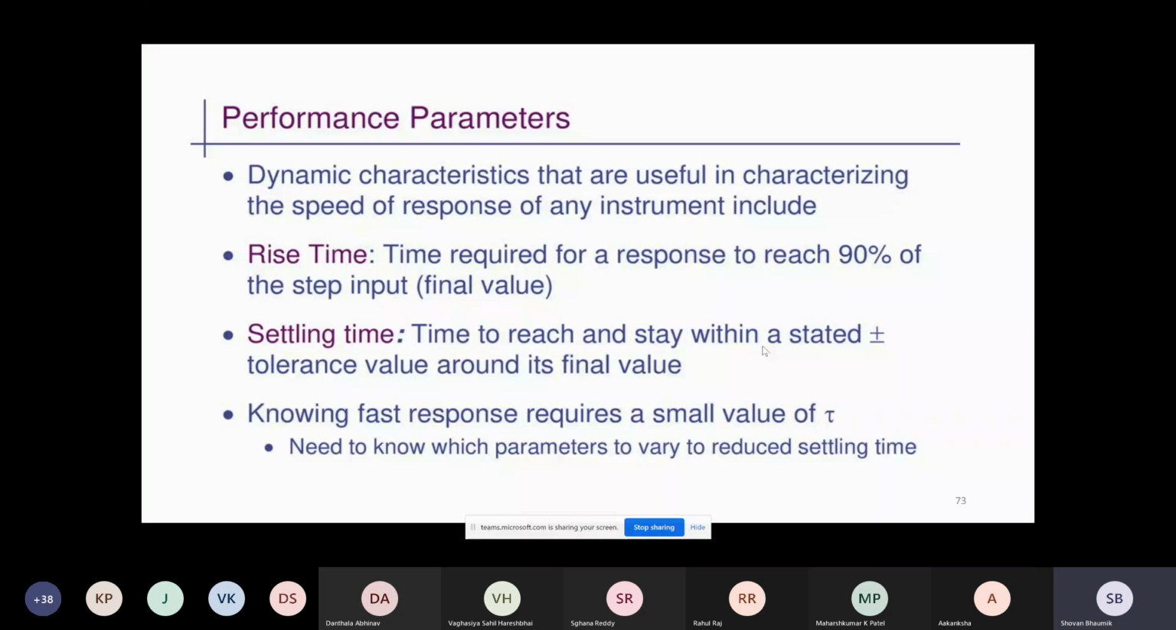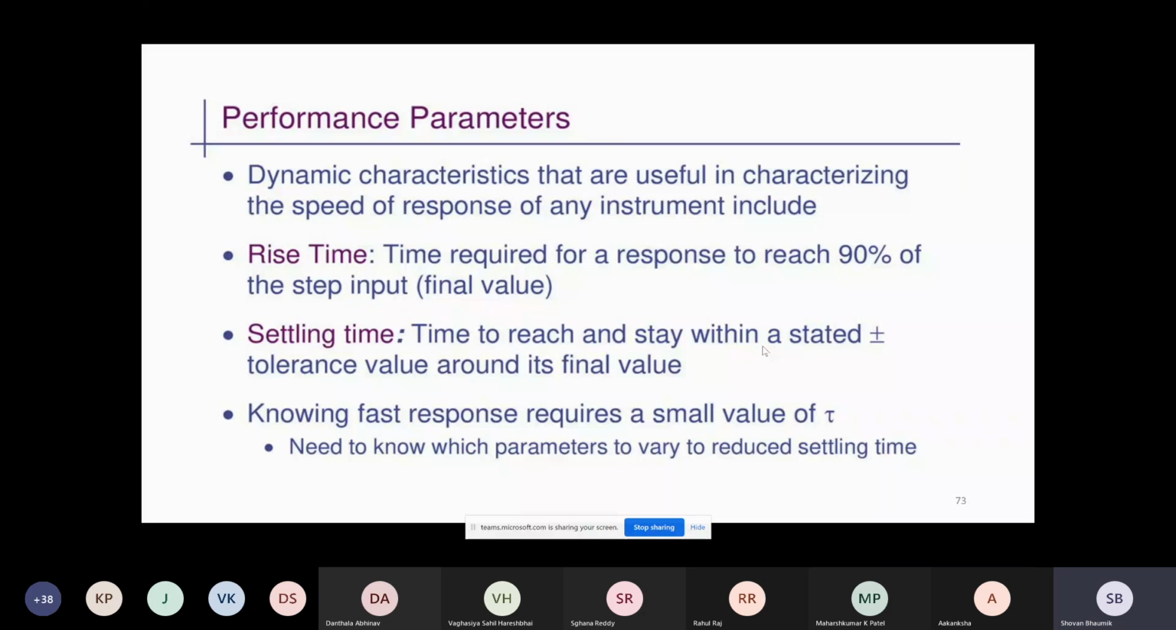And suppose you are not building, you are just choosing some measurement system for your particular application. In such cases, you have to see the manuals and select the smaller tau values. This is the way you should go and take your engineering decision.